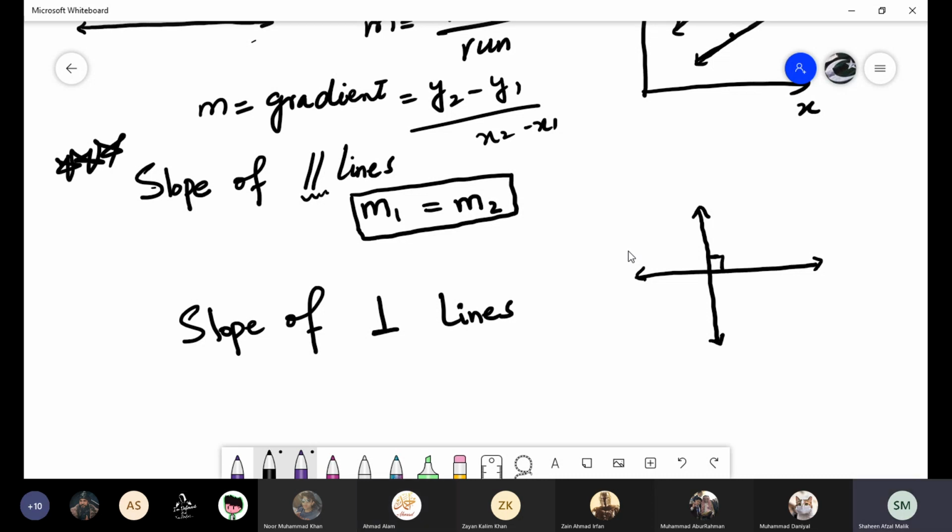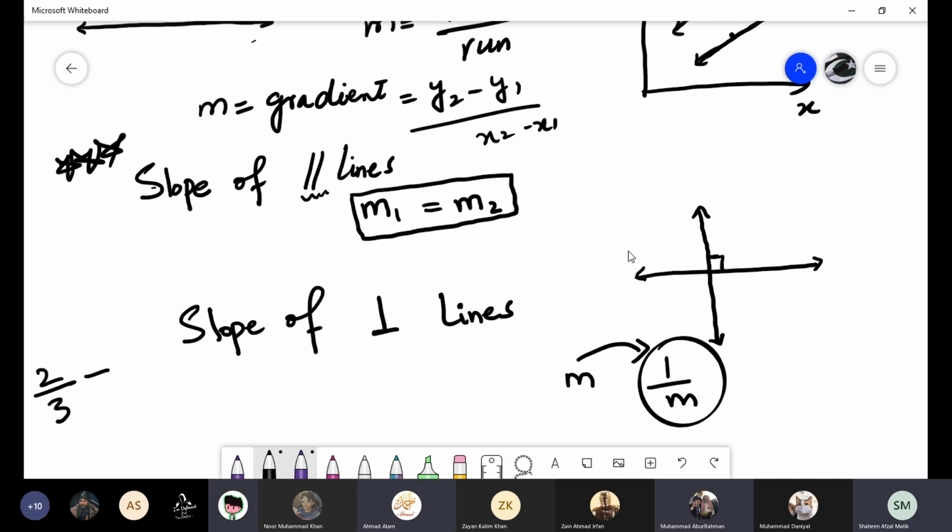Reciprocal means that if one thing is written as m, then 1 over m is the reciprocal of this m. When we flip the places, that is the reciprocal. If something is written as 2 by 3, what will be the reciprocal of 2 by 3? 3 over 2. Very good.